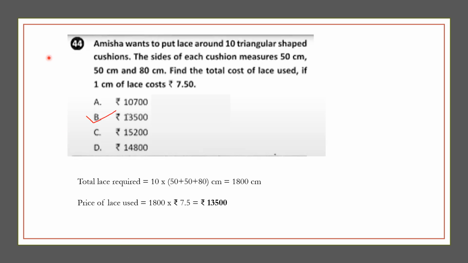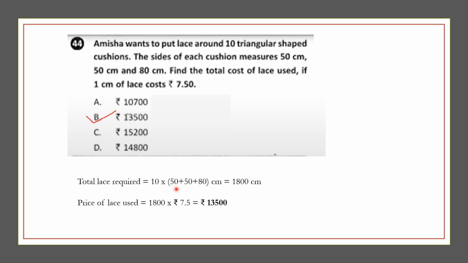Question number 44. Amisha wants to put lace around 10 triangular shaped cushions. The sides of each cushion measure 50 cm, 50 cm and 80 cm. Find the total cost of lace used if 1 cm of lace costs rupees 7.50. Now first calculate how much lace is required for the 10 triangular shaped cushions. The perimeter of one cushion is 50 centimeter plus 50 centimeter plus 80 centimeter. So we add all these three sides and then multiply it by 10. So we get the lace required.